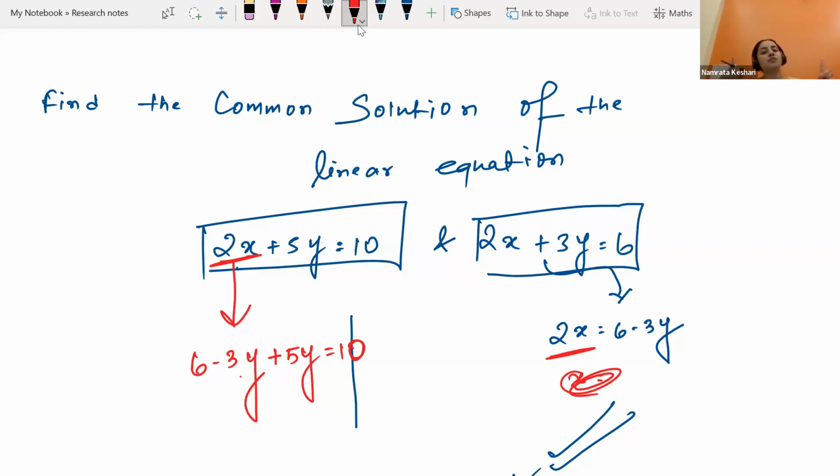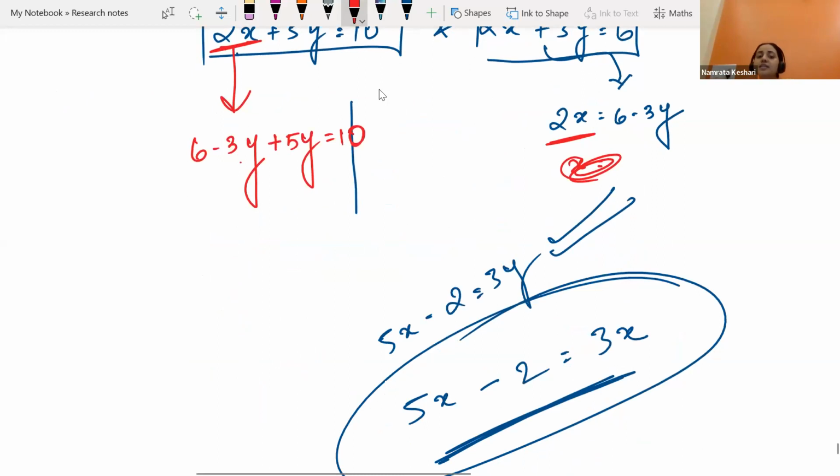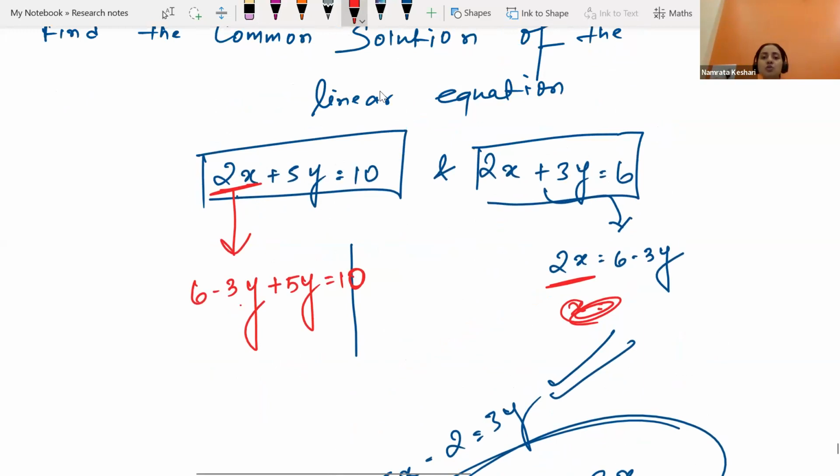The help equation we will use. We will take out either x or y from there and substitute it in the first equation. Once you do so, you will get an equation where only one variable will be there, either x or y. Once you write it, 6 minus 3y plus 5y is equal to 10 we are having. So far, are you having any confusion?